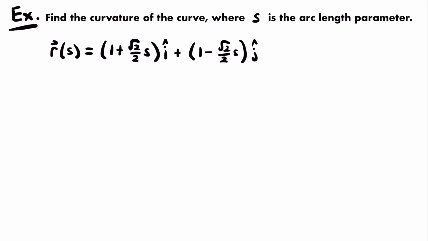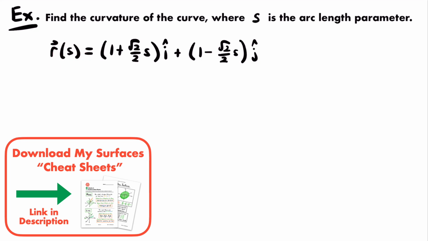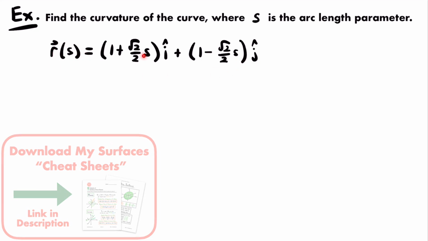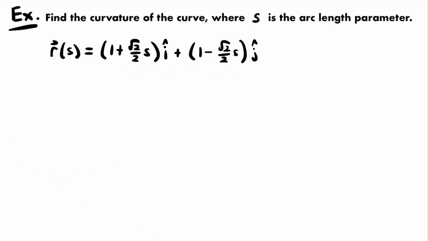Here we are given a vector function that is already in terms of the arc length parameter s, right? We have r of s is equal to these two components in terms of s. So what we want to use here is that formula for the definition of curvature that involves the arc length parameter s. It looked like this.